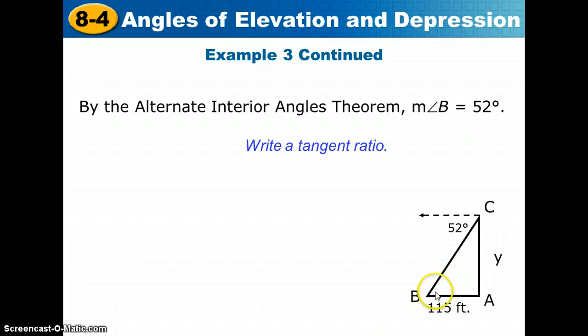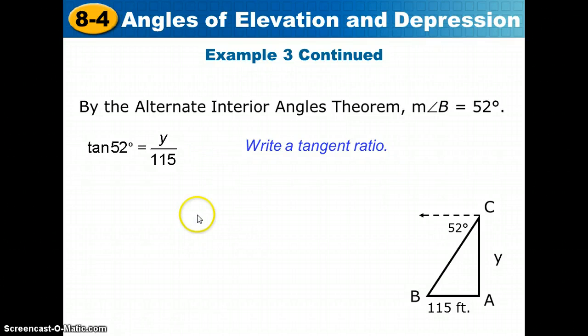So if this is 52, we're looking for y, which is opposite that 52 degree angle at B, using the adjacent segment, BA. So I'm using adjacent to find opposite. I'm going to write the tangent ratio. The tangent of 52 degrees, remember angle B is also 52, would equal y over 115. So once again, solve this by multiplying both sides by 115. And when you've done that, go ahead and check your answer. I'll give you a little bit of time. If you need to pause the video, go ahead, and then we'll check our answers in a moment.